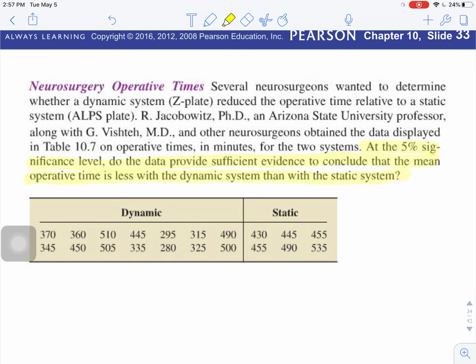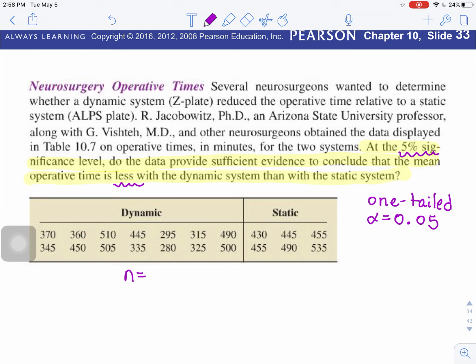So we want it at the 5% significance level. It's not saying that they're not equal to. In this case, we're actually saying that it is less than. So because it's less than, I'm already noticing this is going to be a one-tailed test. At the 5% significance level, so alpha is going to be 0.05.